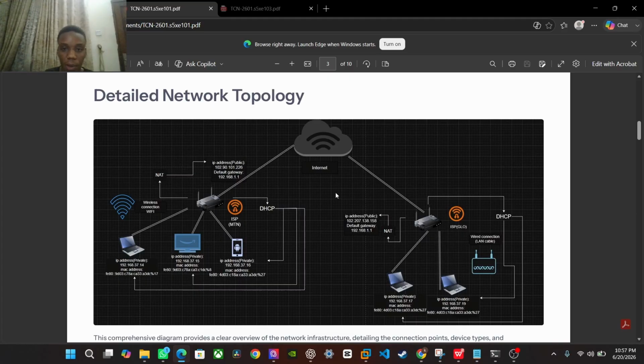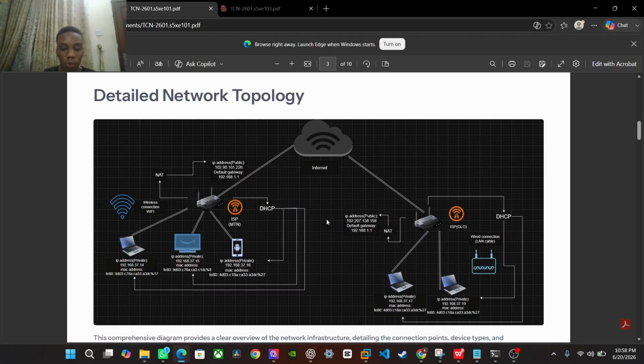I am here to talk about my project, Netcrafts. It is all about network topology. Network topology simply refers to the diagrammatic representation of how the network works.